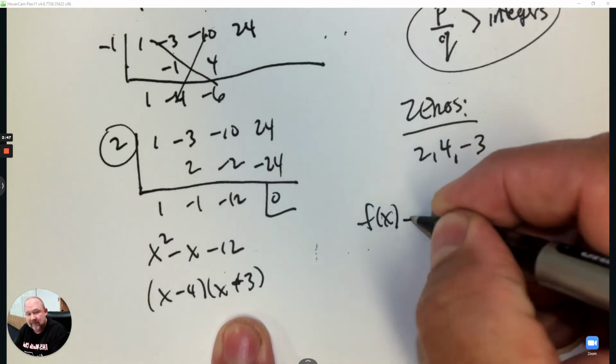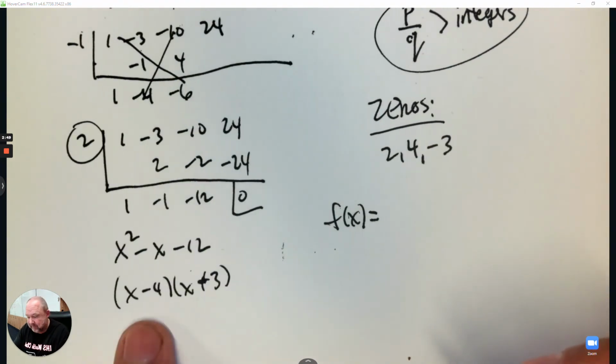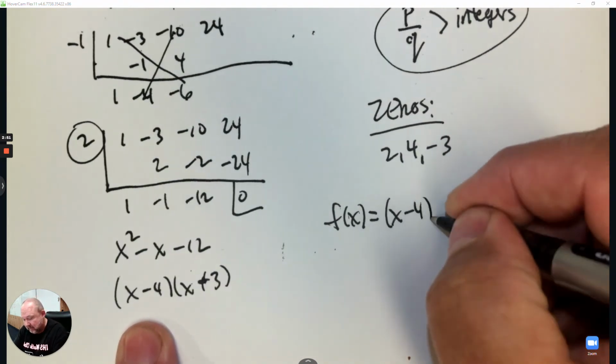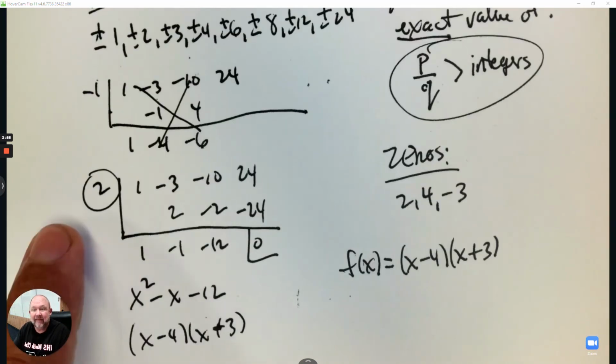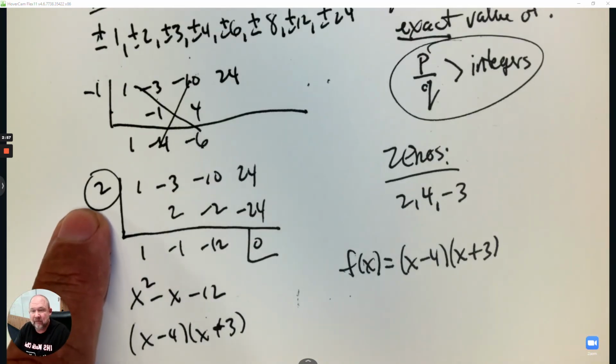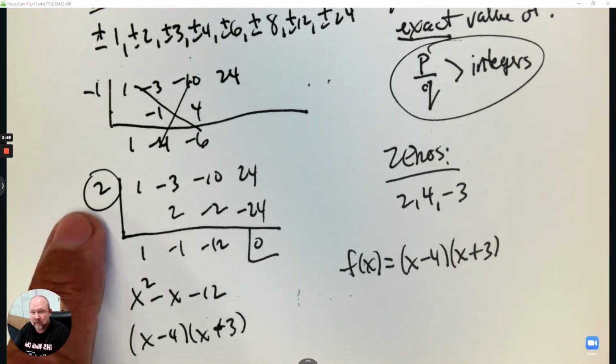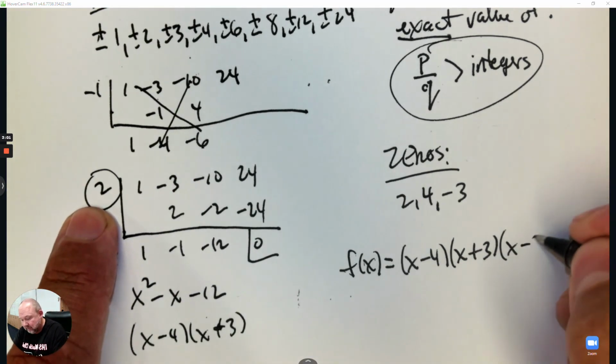If I want to write the function in factored form, I have this factor, x minus 4. I have the next factor, x plus 3. And then the first zero I found, I need to do the inverse of that. So instead of +2, the last factor is x minus 2.